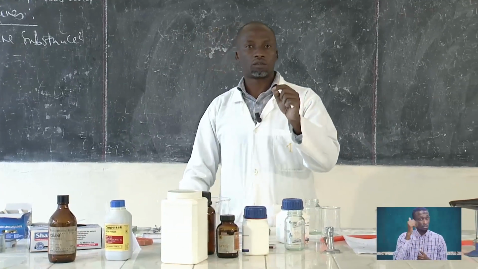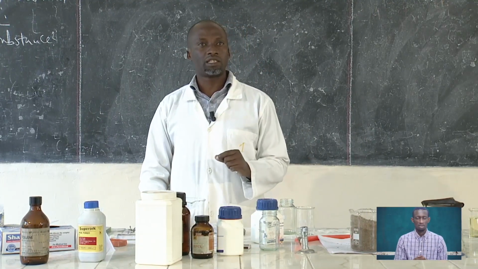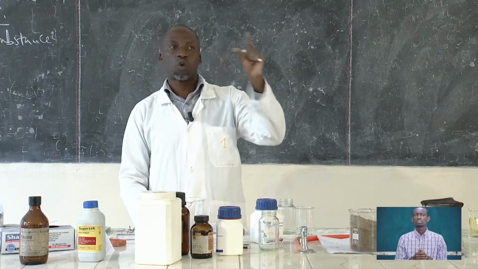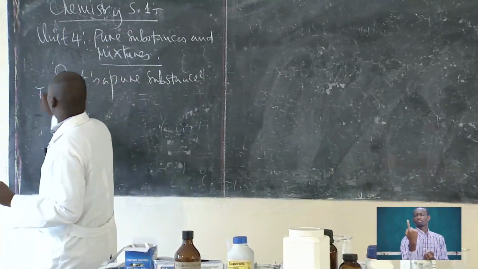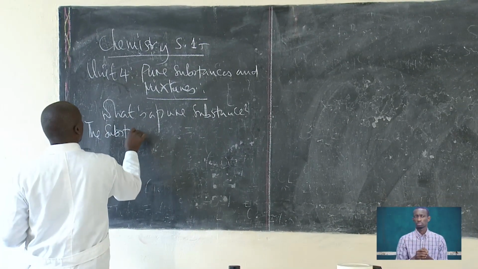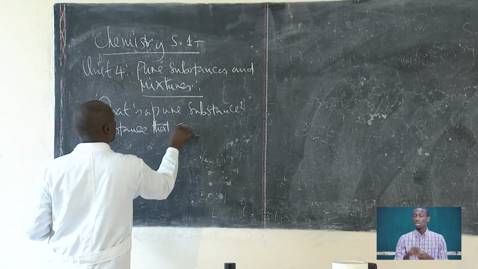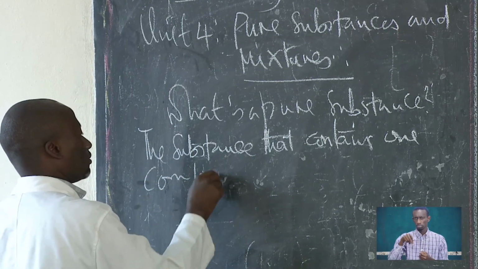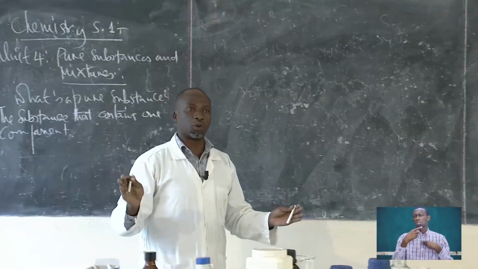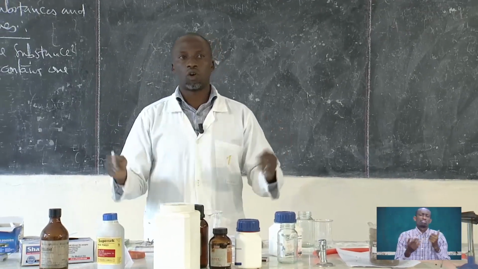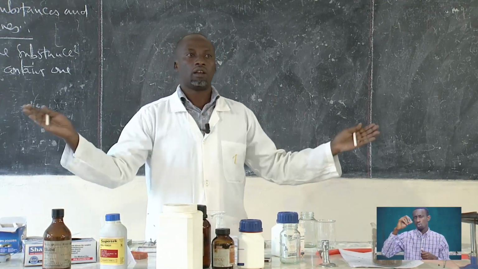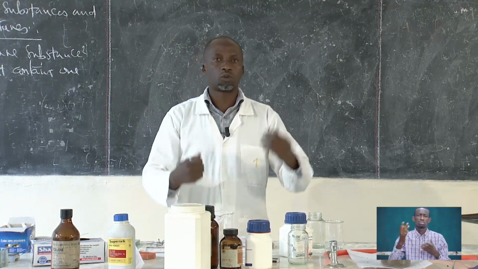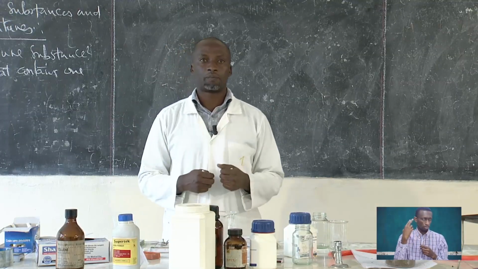If you remember very well, we defined what a pure substance means. We said that a pure substance is the one that contains one component. And we gave a number of examples, like elements, like gold, like aluminum, and many other examples. I'm just trying to go through what we talked about last time.